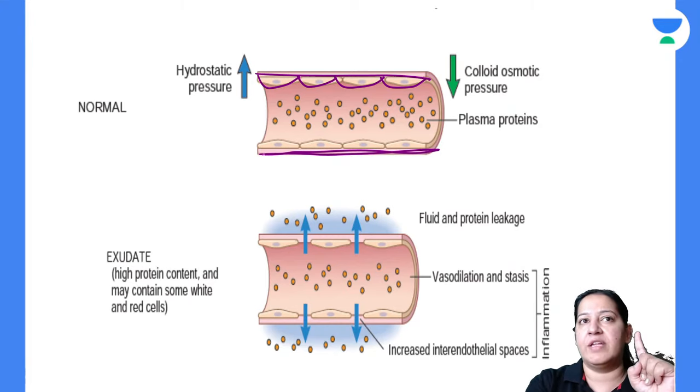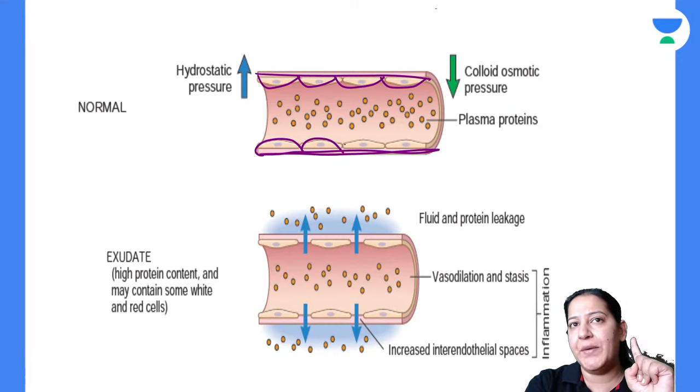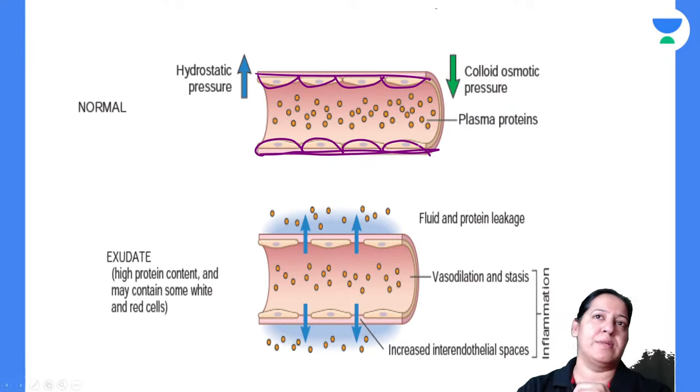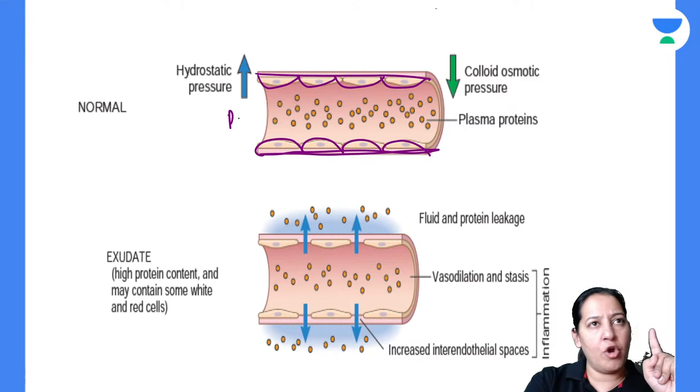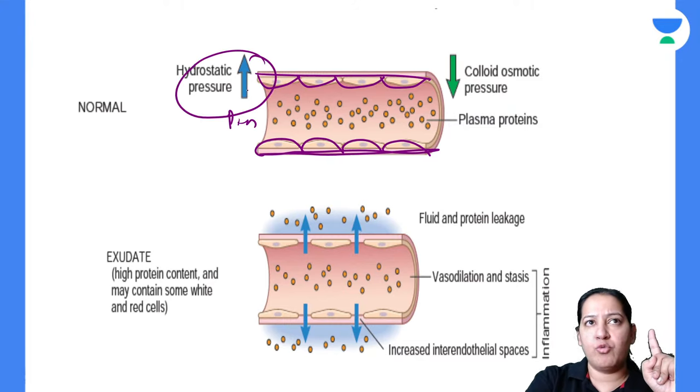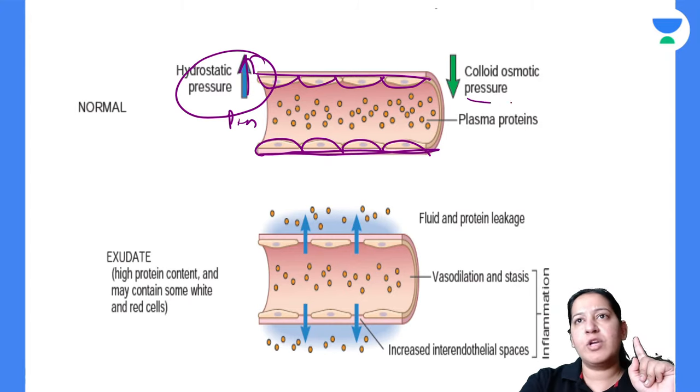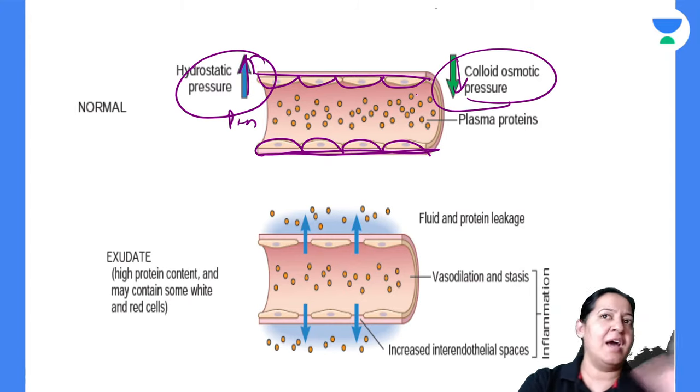There is no discontinuity. The endothelial cells are continuous with each other. So here the pressures are normal. Can you see, hydrostatic pressure is the outward pressure? See the arrow. Osmotic pressure is the inward pressure. See the arrow. And they are equal and opposite.